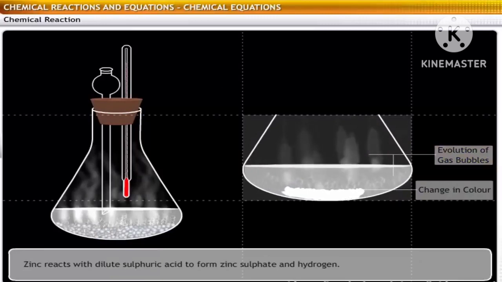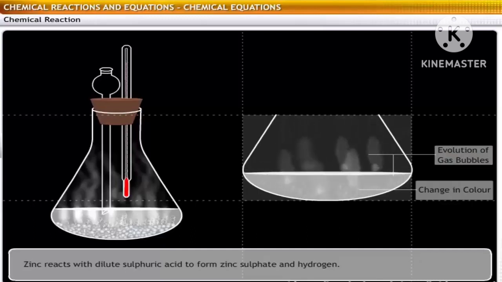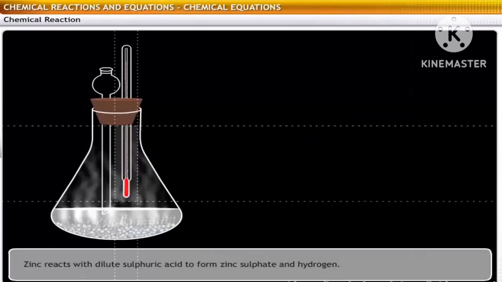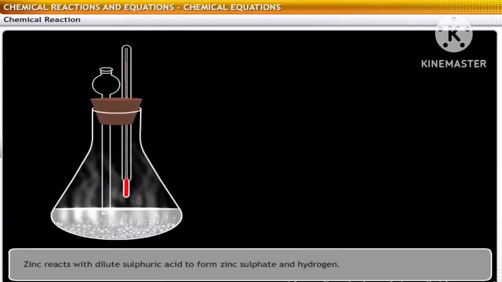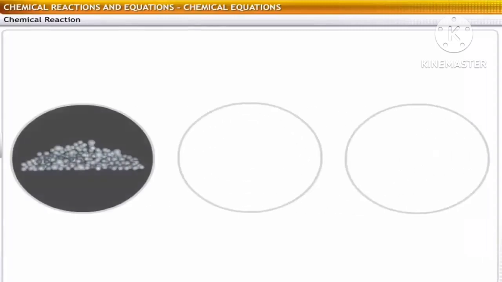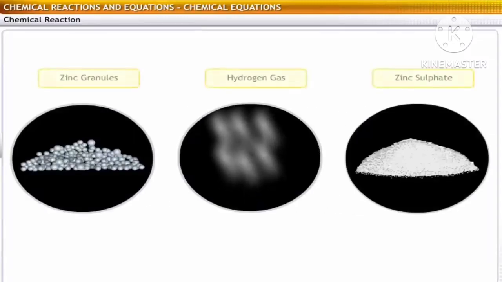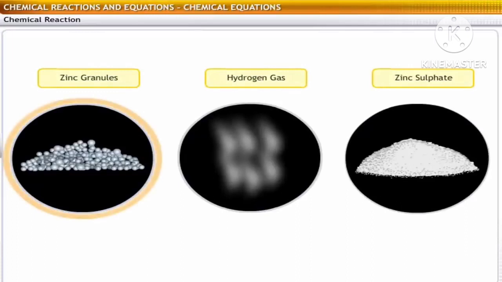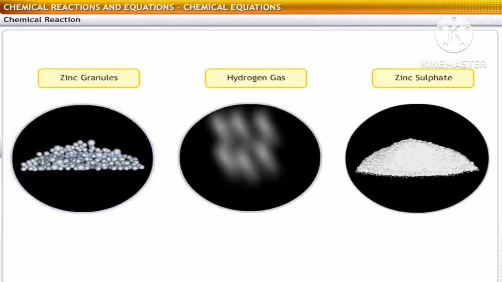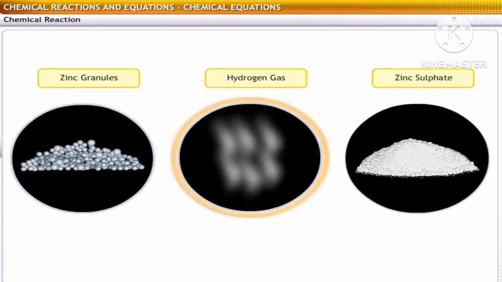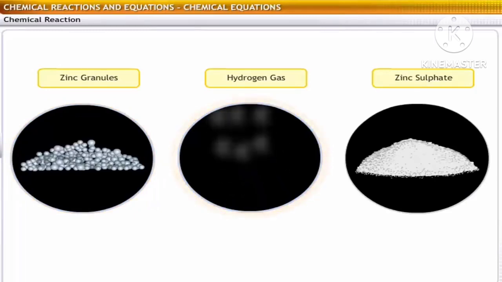This is because zinc reacts with sulfuric acid to form zinc sulfate and hydrogen gas. Zinc sulfate is white in color. The thermometer shows an increase in the temperature of the solution. Therefore, as you saw in this experiment, the color of zinc changed during the reaction. That is, there was a change in physical properties. The reaction also resulted in the evolution of a gas.